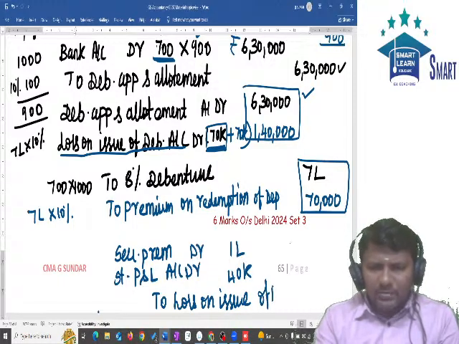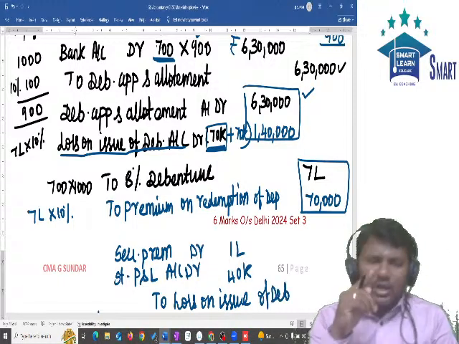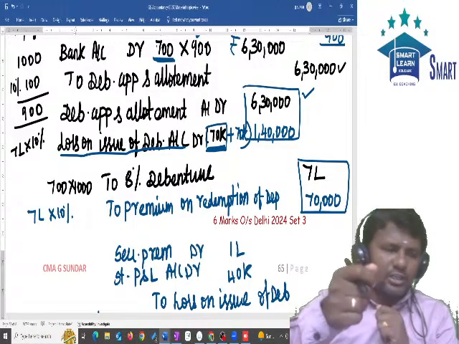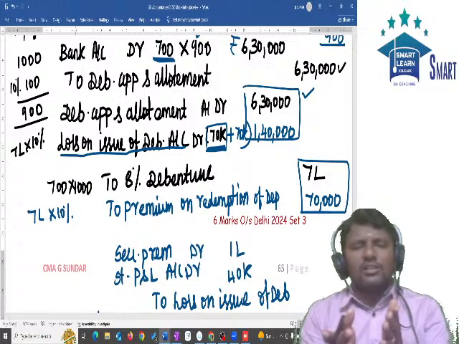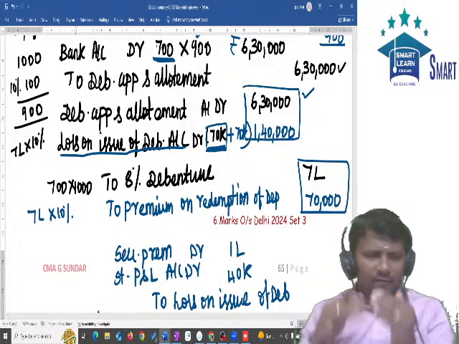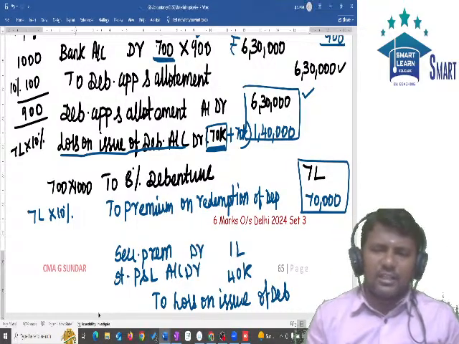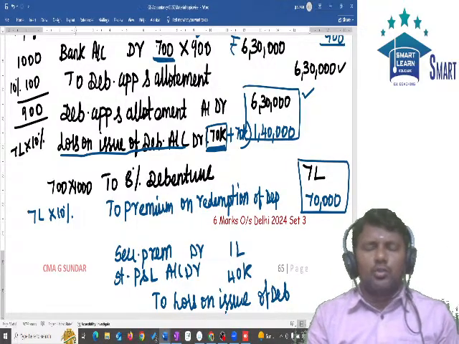Because of issuing the debenture, we have two losses in total. At the time of issue, we have a loss of 10%, that is, debentures are issued at a discount. Another loss is when we redeem the debenture, when we repay the debenture, we incur a loss of another 10%. So total loss comes to 20%.